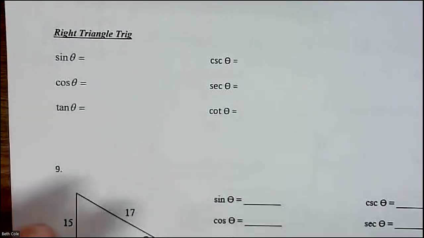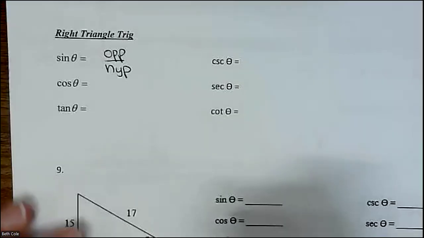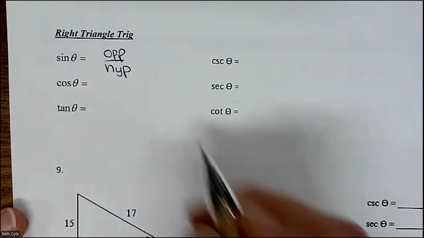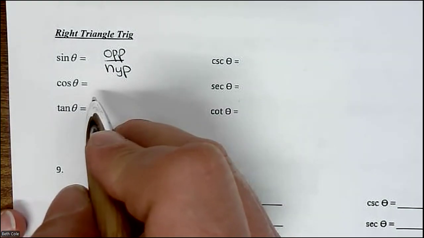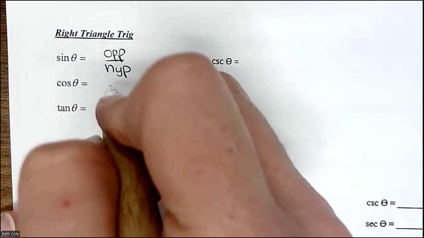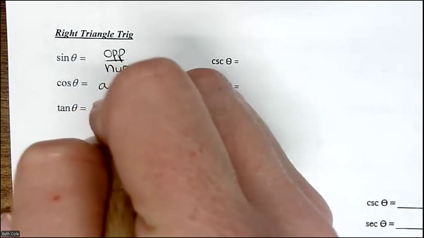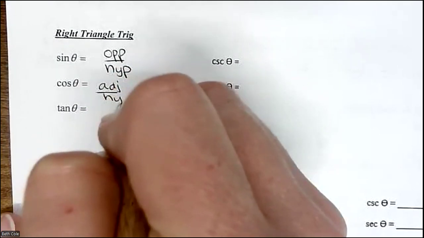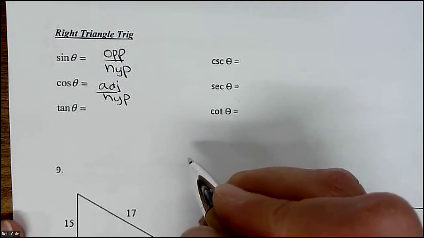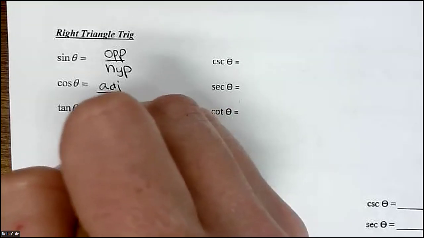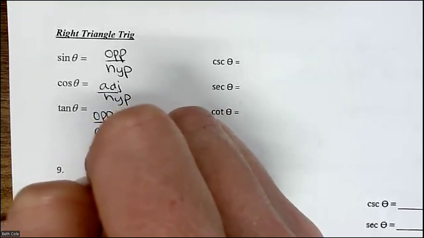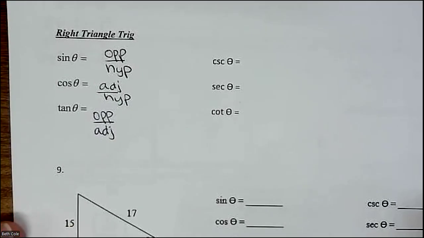So sine is opposite over hypotenuse. Cosine is what? So it's opposite over adjacent. It's adjacent over hypotenuse. And then tangent is opposite over hypotenuse. No, it's opposite over adjacent.